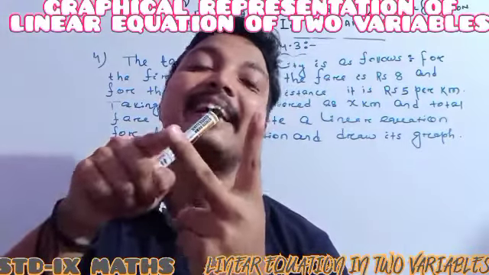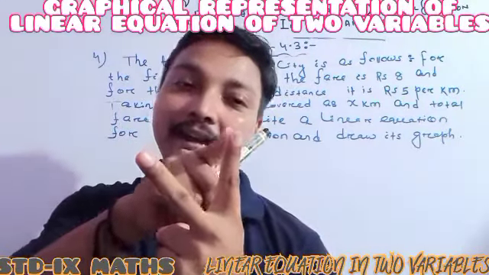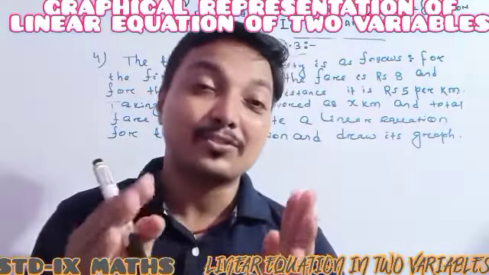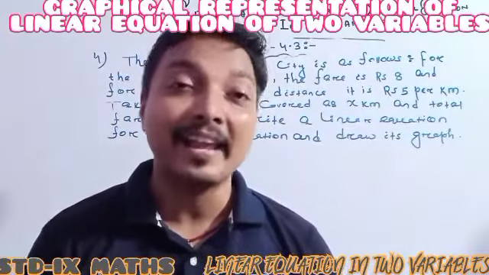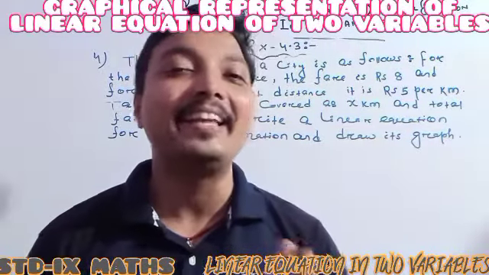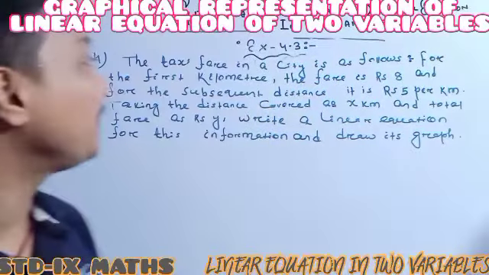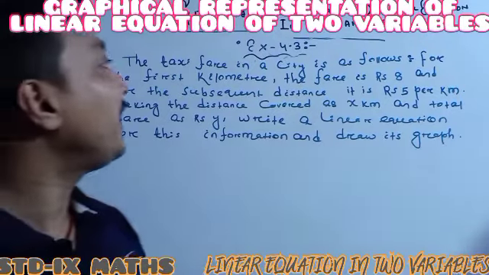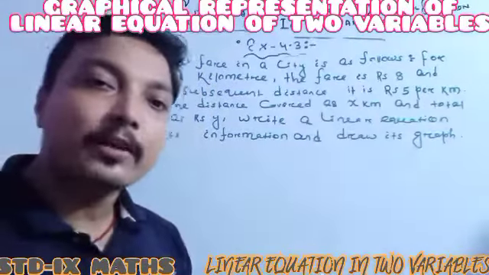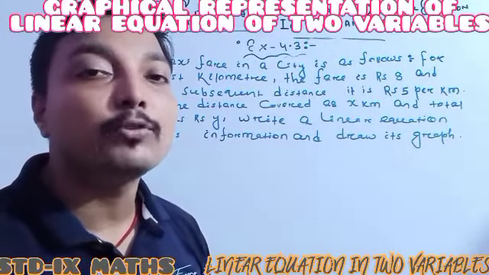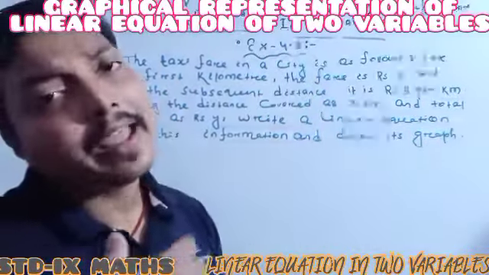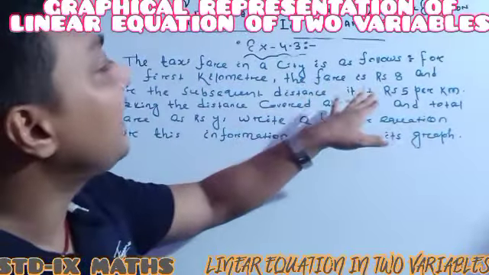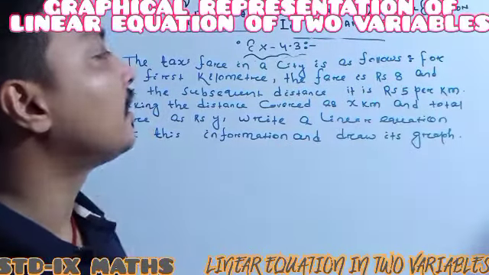It means two things are to be done. First one is our linear equation formation. Next one is our graphical representation. So from this you will also get the knowledge of how to formulate the linear equation in 2 variables. See this question I am doing. The taxi fare in a city is as follows. For the first kilometer, the fare is ₹8. So whenever you are traveling for the first kilometer, you just have to give 8 rupees. Then for the extra, how much will you go? For the extra, meaning the subsequent distance, it is ₹5 per kilometer.